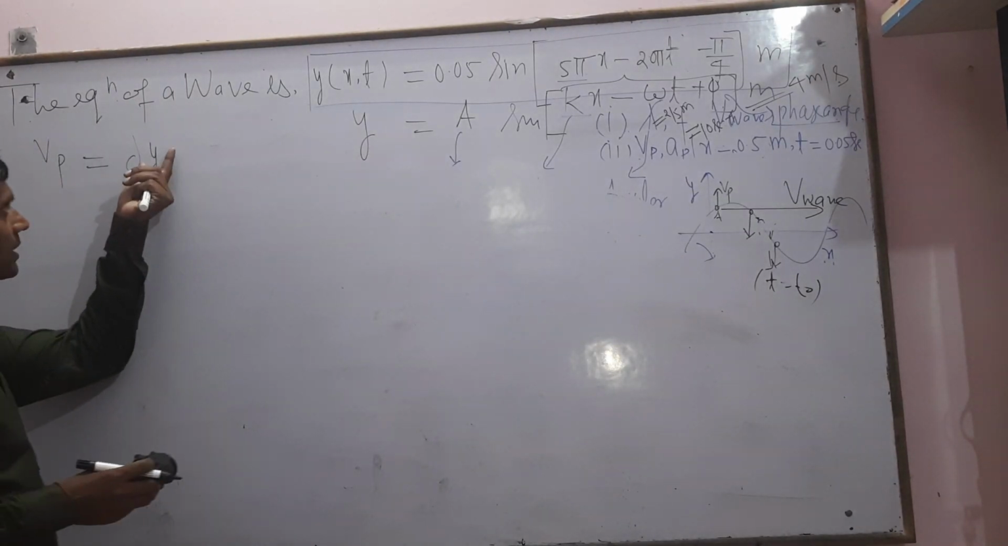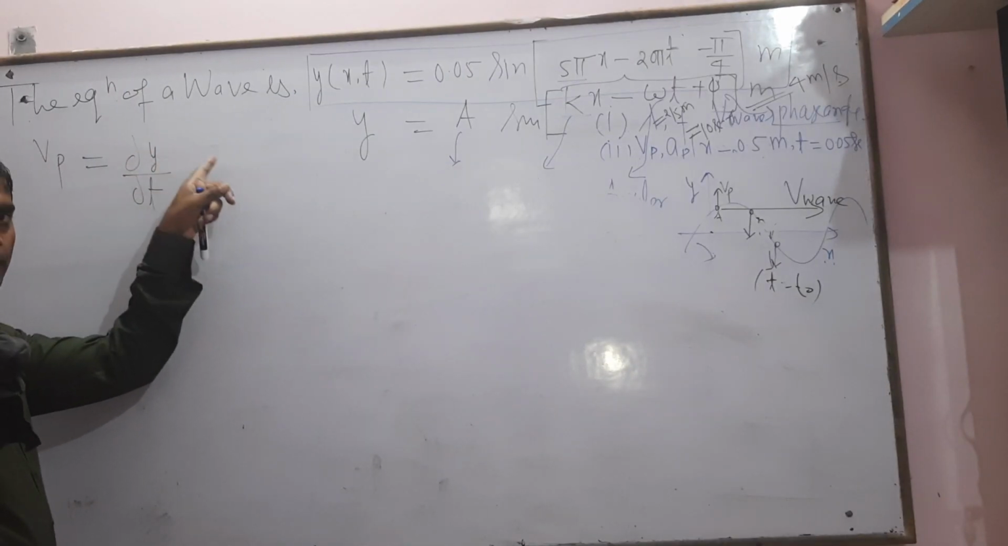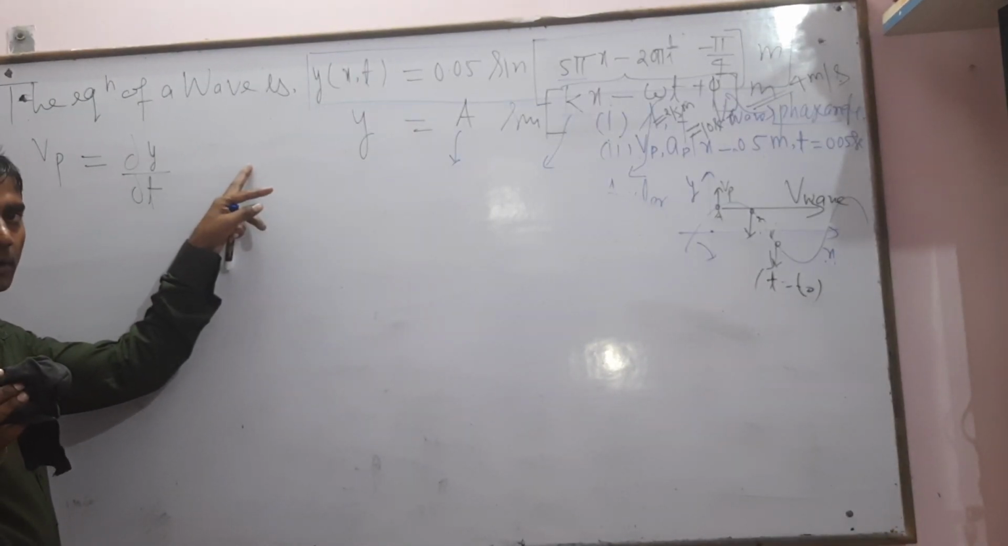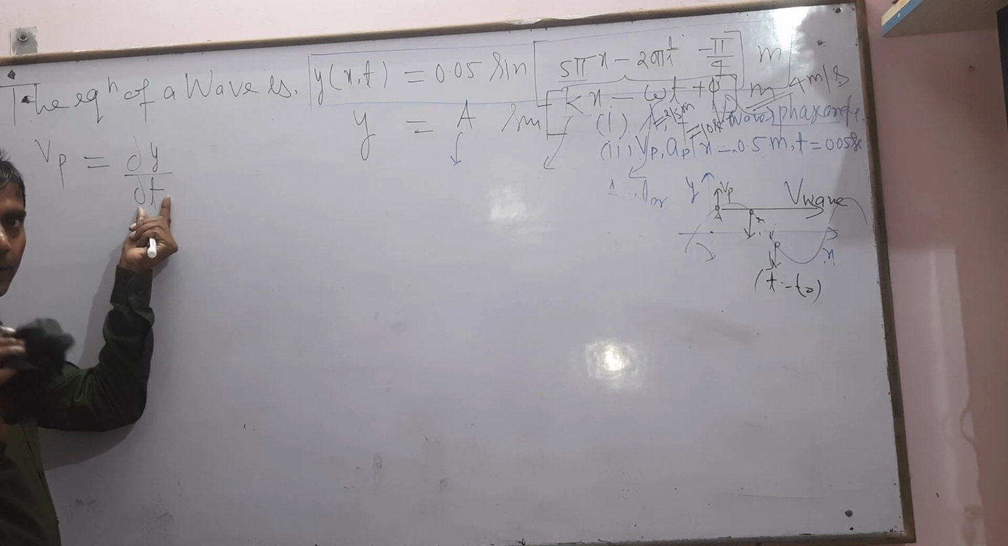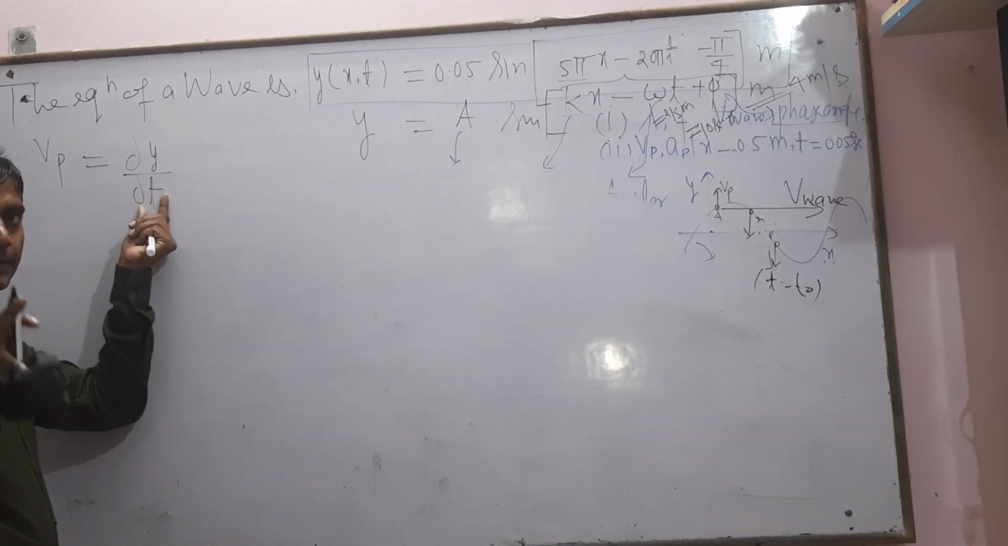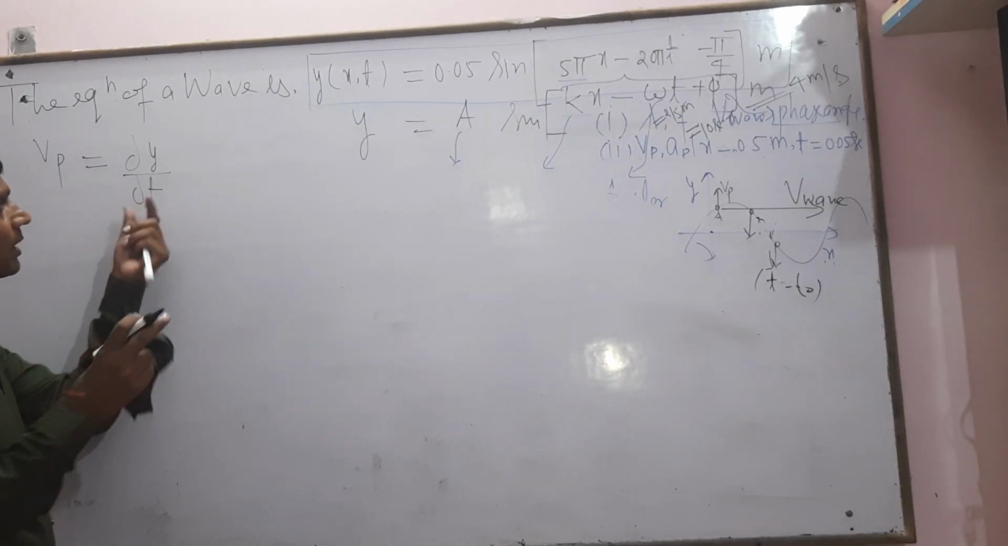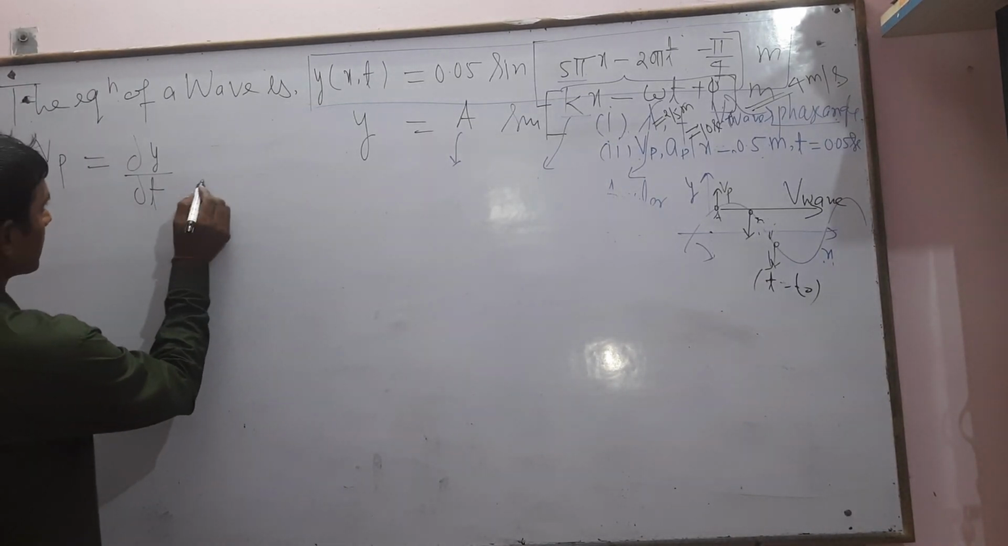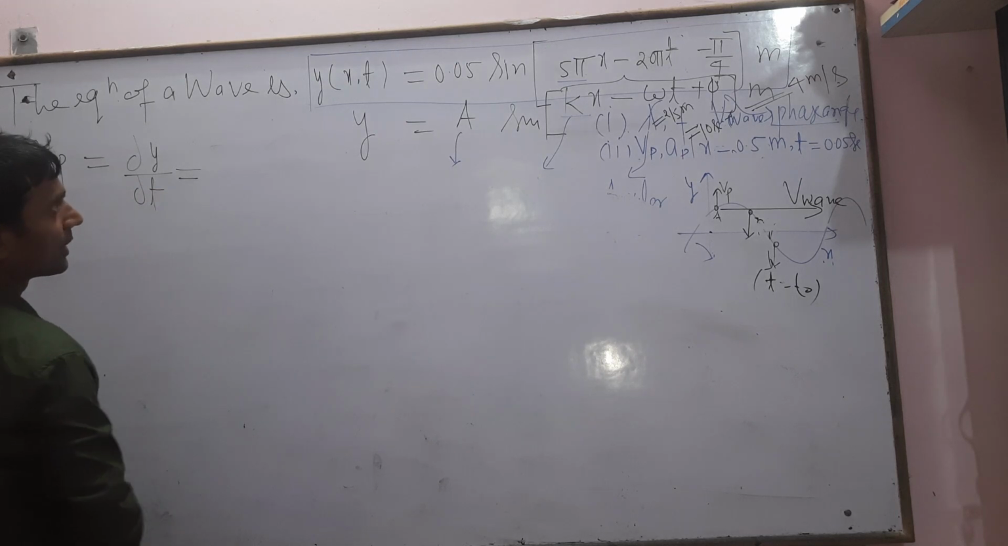means y depends on x and t. x is a variable and t is a variable. But we need the partial differentiation with respect to time. So x will be constant and t will be the variable. So we can take the partial differentiation of y with respect to time.